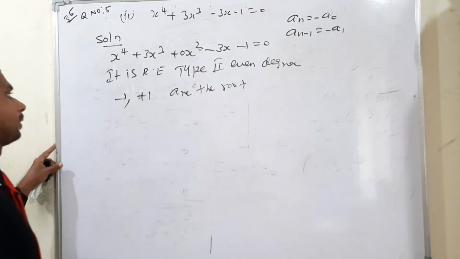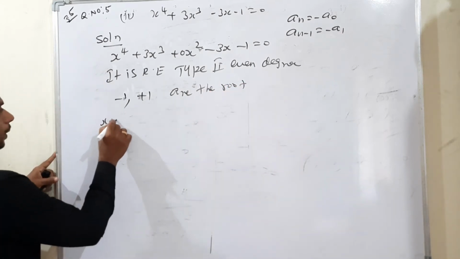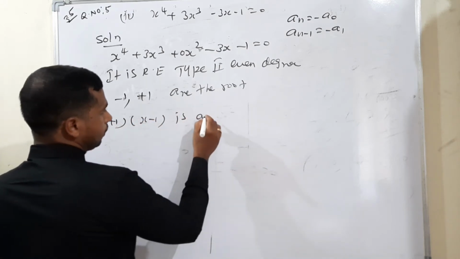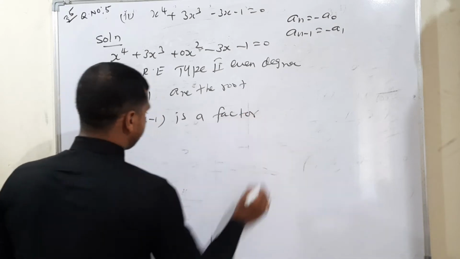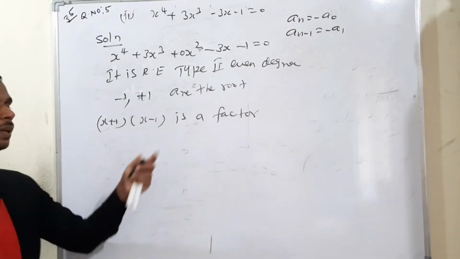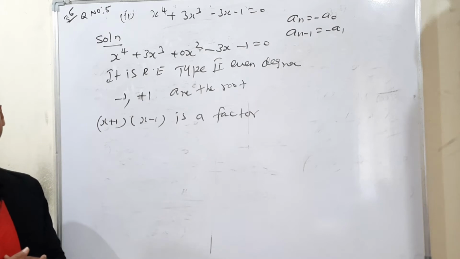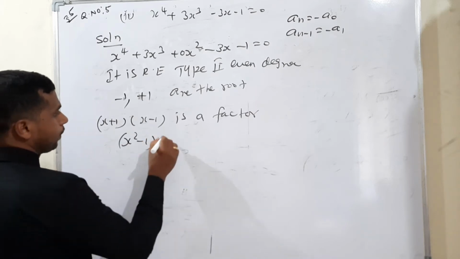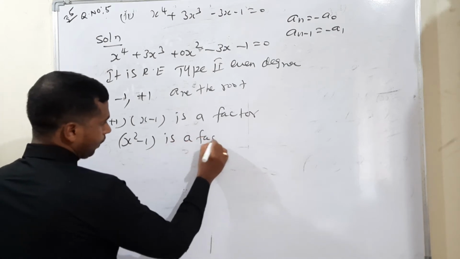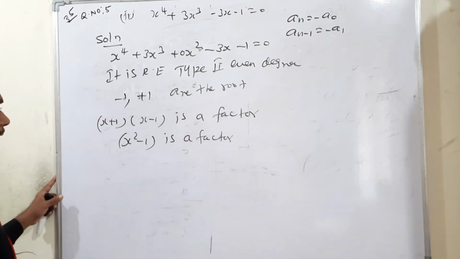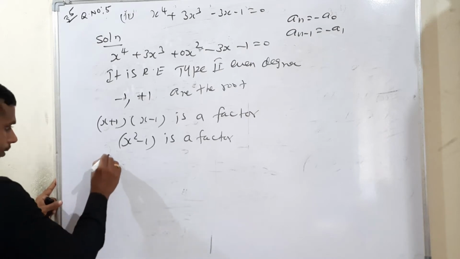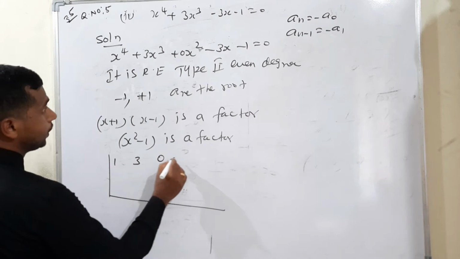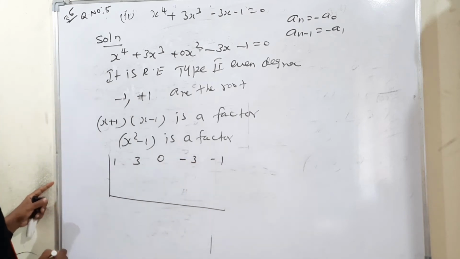Therefore, what are the factors? Minus 1 bring it opposite side means x plus 1 and x minus 1 are factors. If you multiply, a plus b into a minus b, what is the formula? a plus b into a minus b means a square minus b square. So, x square minus 1 is a factor. Now, the synthetic division method. So, synthetic division, look at there. What are the values? 1, positive 3, 0, minus 3 and minus 1.